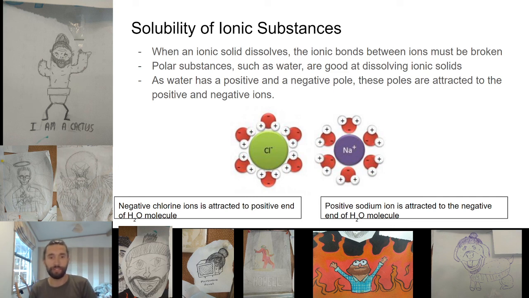Solubility of ionic substances. Solubility means how well it dissolves in a liquid. When an ionic solid dissolves, the ionic bonds between the ions must be broken, kind of like melting. Polar substances, such as water, are good at dissolving ionic solids. We are going to be looking at what makes a substance polar or non-polar soon. But at the moment, all you need to know is that water is definitely polar.